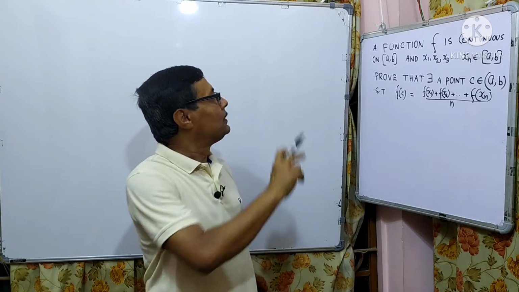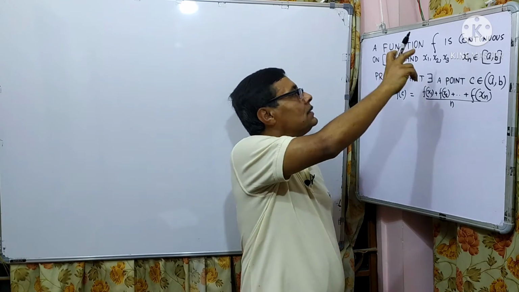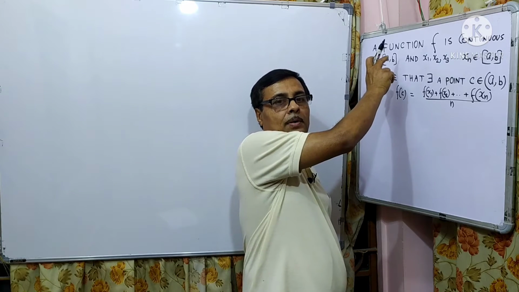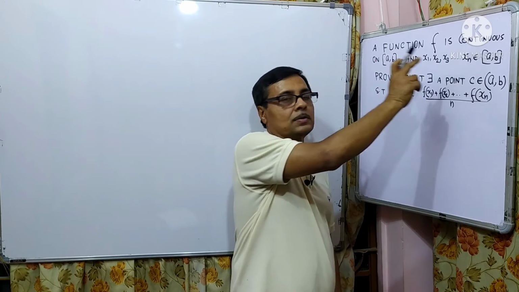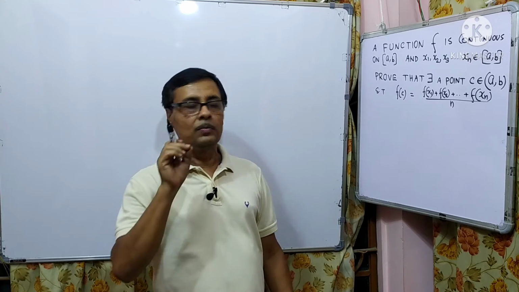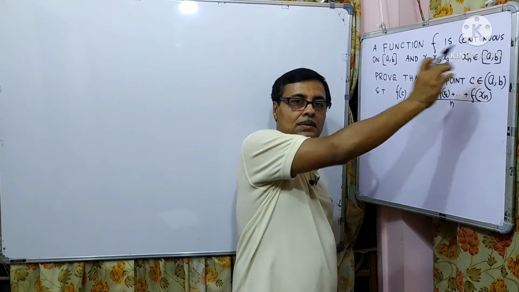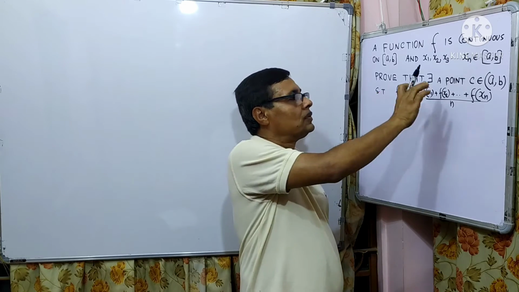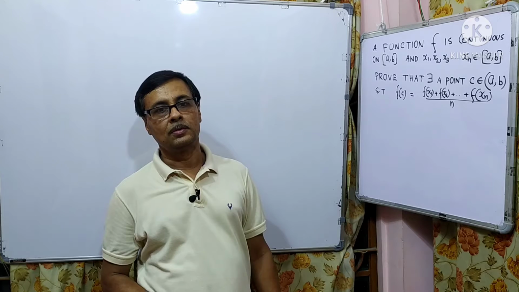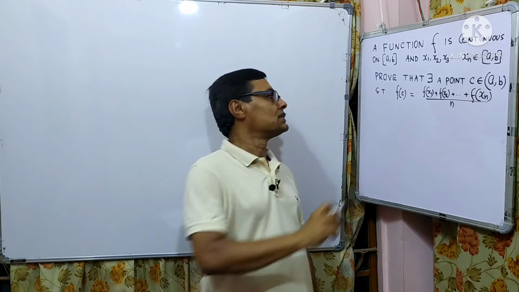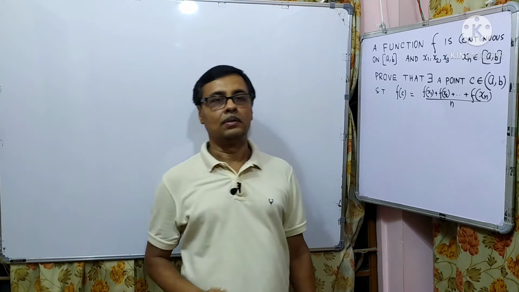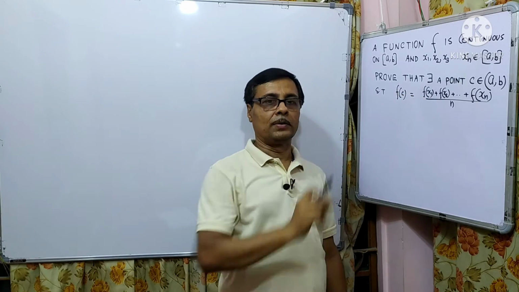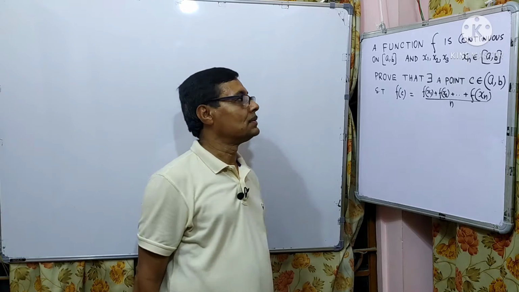We have to prove this, and here the condition is that f is continuous on this closed and bounded interval [a, b], where x1, x2, x3, ..., xn all belong to this closed and bounded interval [a, b]. We have to prove that there exists a point c belonging to this open interval (a, b) such that f(c) is equal to the arithmetic mean of f(x1), f(x2), ..., f(xn). Now let's start the solution.